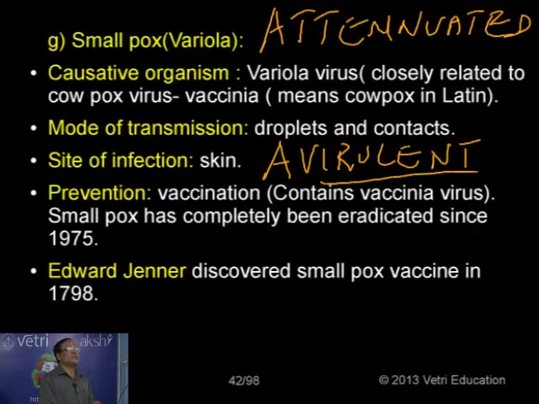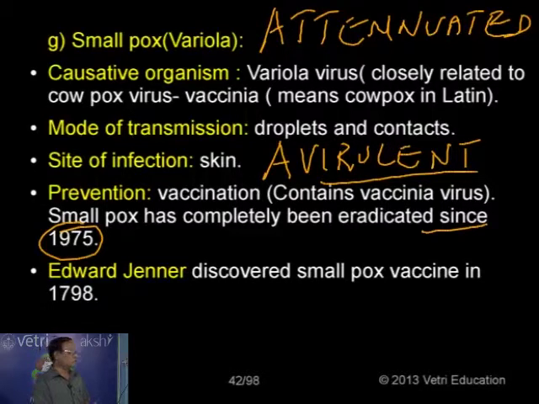Now, I mentioned already that smallpox has been eradicated completely since March 1975. There is no evidence of smallpox at present because of the immunization program. The intensive immunization program since 1975 eradicated smallpox completely in India and also other parts of the world.